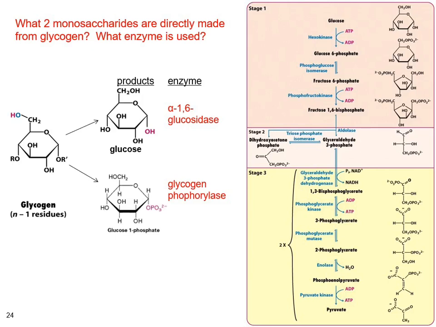Remember where the products go. The glucose product is obviously going to then just leave the cell as is, if it's in the liver cell. And then the glycogen phosphorylase, when it breaks off glucose 1-phosphate, it eventually becomes glucose 6-phosphate, and then at that point, there's a determination depending on the cell type whether it goes and finishes glycolysis or whether it converts to glucose and leaves the cell. And in the liver cell, it's going to convert to glucose and leave the cell.